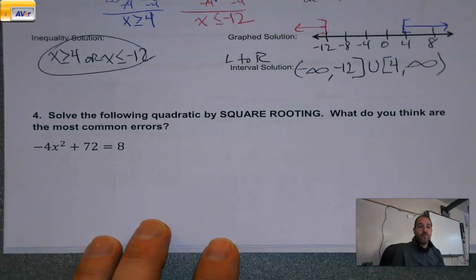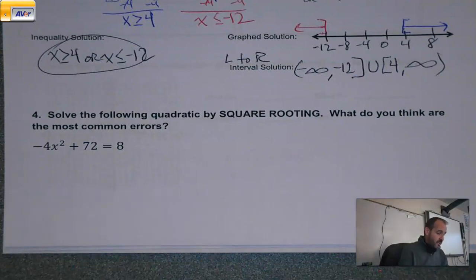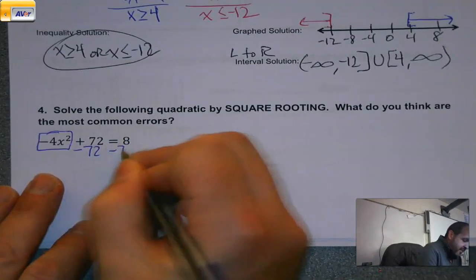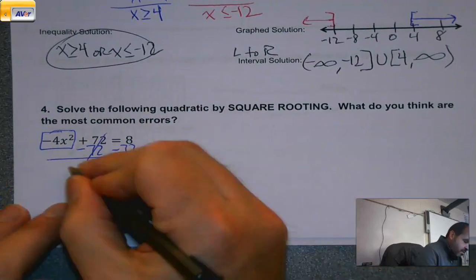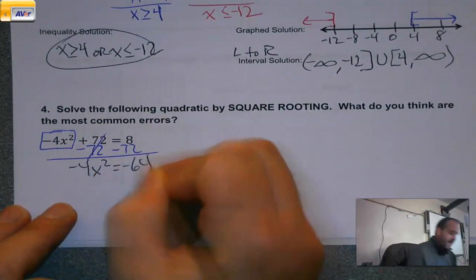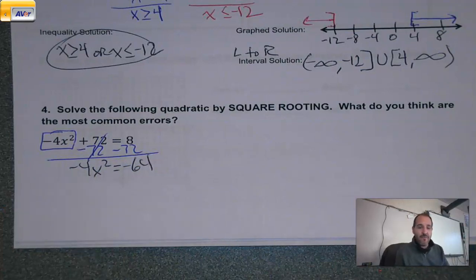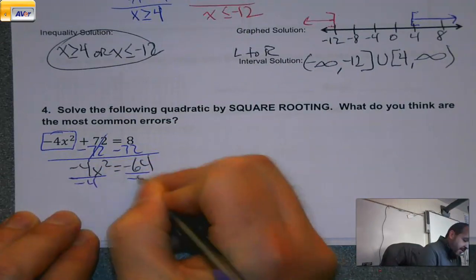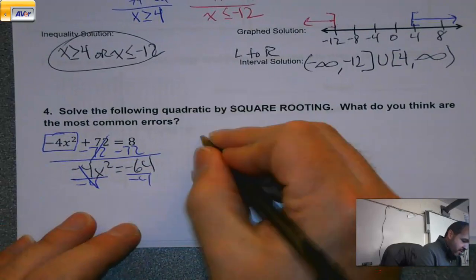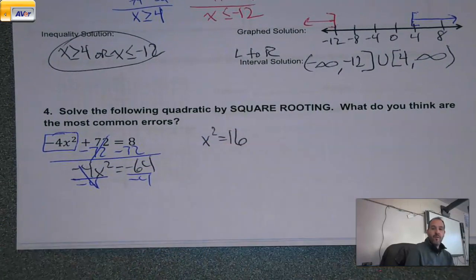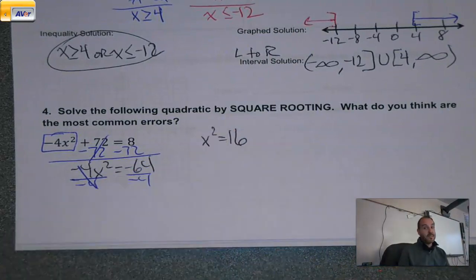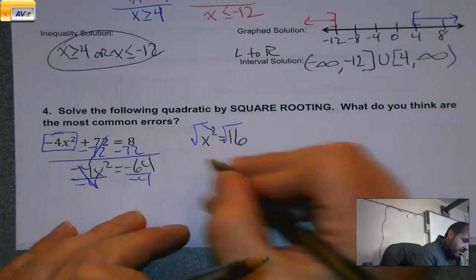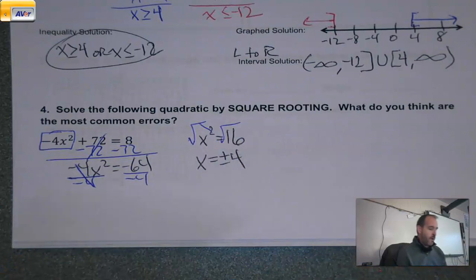Solve the following by square rooting. What do you think are the most common errors? Again, let's solve it first. We'll go from there. Opposite of the 72. Okay, that's not subtracting 4. We don't want to add 4 to both sides. We're multiplying by -4. So, we're going to divide both sides by -4. And remember, squared means there's 2 answers. And since 16 is a perfect square, we get the 4, and we're good.